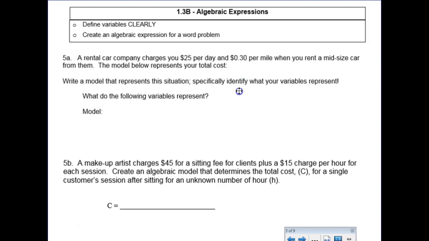So in our class, we would probably do a verbal model to get this problem started. But what do the variables represent? We need to come up with that too. So I think it would actually be easy if we start with a verbal model and just write the algebraic model underneath it. So total cost equals the, you can call it a flat fee. We've been calling it that in class. So they charge you something per day plus the cost per mile times the number of miles.